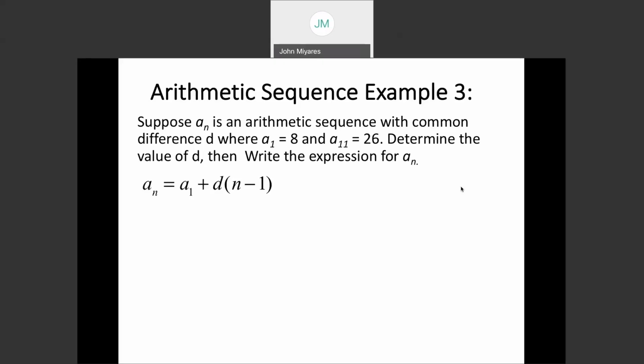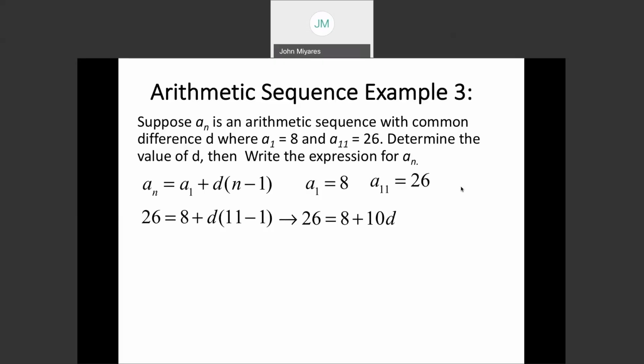We have our formula for the arithmetic sequence, and we are given a sub 1, but we're not given d. Instead, we're given a sub 11, which is the 11th term in the sequence. The question becomes, what can we do with that information? Well, we could treat 11 as n and substitute the 26 in for a sub n in the equation. Then we already know a sub 1 equals 8 and n is 11. We can now use this information to find the common difference.